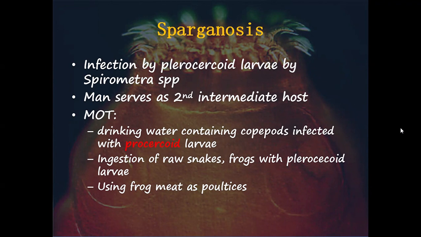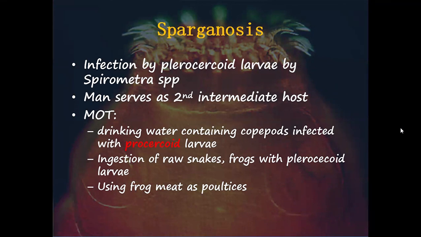So mode of transmission: drinking water containing the copepods with procercoid larvae. Okay, mode of transmission is drinking water. Infective stage for sparganosis is procercoid larvae. They can also be transmitted by ingestion of raw snakes or frogs with plerocercoid larvae. Okay, so what happens? With ingestion of raw snakes or frogs containing the plerocercoid larvae, the plerocercoid larvae will not transform into a mature form, but rather will just migrate to the muscular areas of humans. So they remain as plerocercoid larvae.